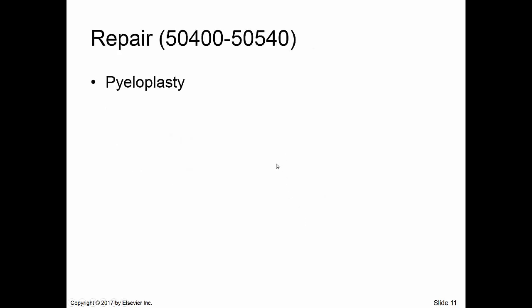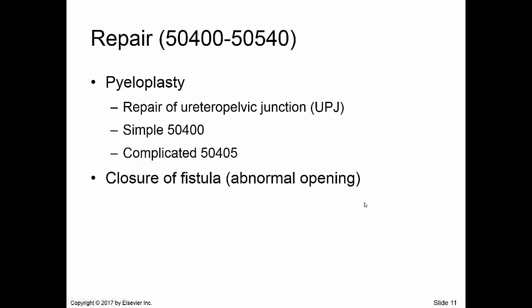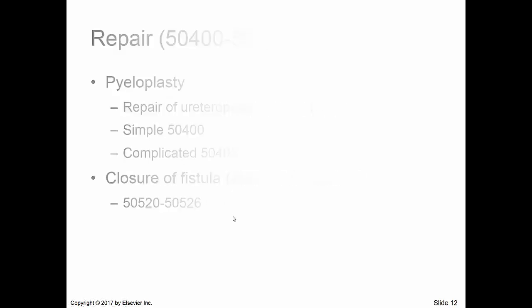The repairs, one of the most common ones is the repair of the UPJ. It's a pyeloplasty. It's either simple or complicated, or it can include the closure of a fistula. Fistula, of course, you know, is an abnormal opening. And the codes that you would use are listed there.